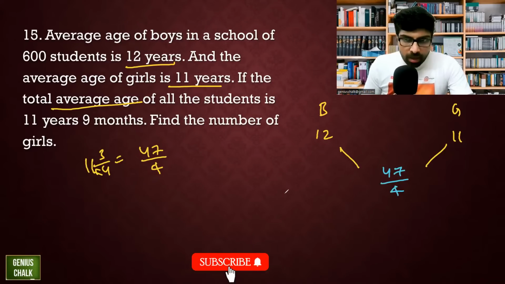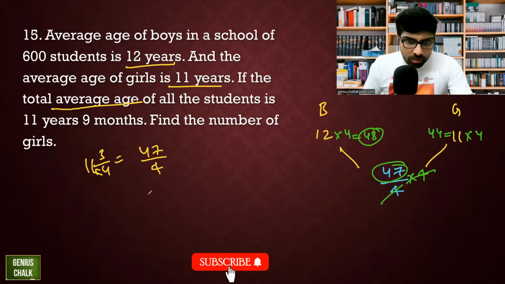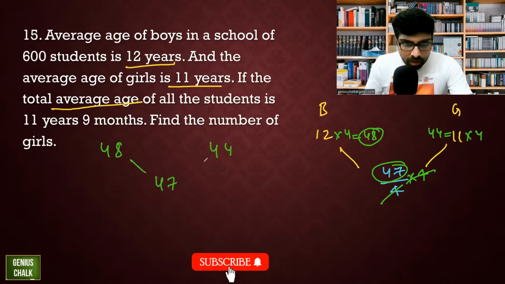Now, applying alligation is a bit tough because of the fraction. So let's take the LCM. Multiply this overall equation by 4, which means this is multiplied by 4, this also multiplied by 4, this also multiplied by 4. Making things easy, it is 48, it is 44, it is 47. So the question has been changed to this now: 48, 44, overall is 47.